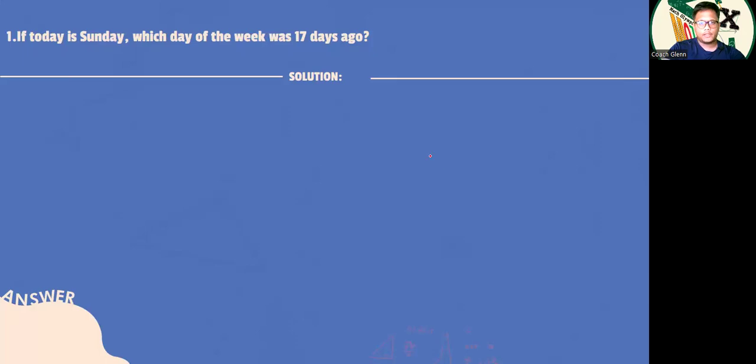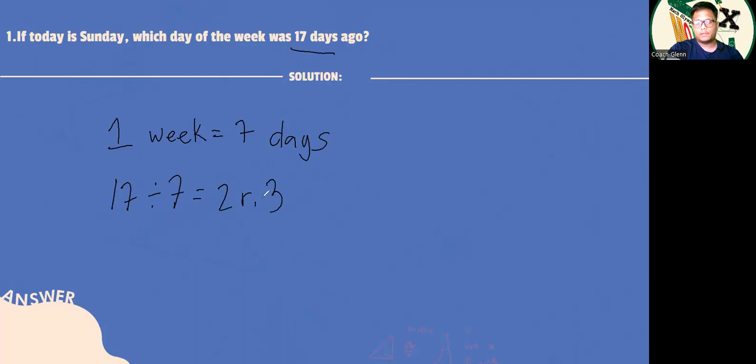Okay, for number 1, if today is Sunday, which day of the week was 17 days ago? So as we all know, in 1 week there is equal to 7 days. So all we need to do is count how many 7 days are there in 17 days. First, let's do 17 divided by 7. 7 times 2 is 14, so 17 divided by 7 is simply 2 remainder 3, because 17 minus 14 is 3.